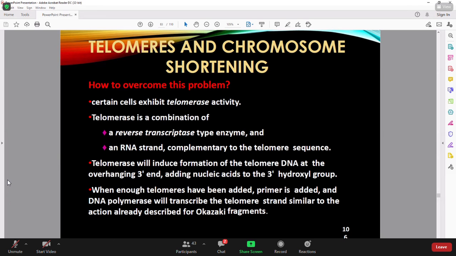So what does this enzyme do? Basically, it induces formation of the telomere DNA at the overhanging 3' end, adding nucleic acid to the 3' hydroxyl group. Bila ada overhang DNA, telomerase comes in and helps to add nucleic acid at the 3' hydroxyl group. When enough telomeres have been added, a primer is added, and DNA polymerase will transcribe the telomere strand, similar to the action already described for autosomal fragments. So telomerase akan synthesize telomere DNA, lepas tu baru primer, enzyme semua datang, so dia akan synthesize telomere strand tu kepada autosomal fragments.